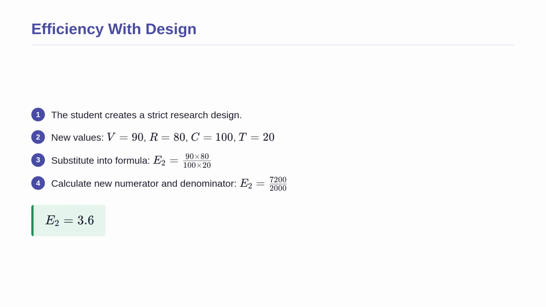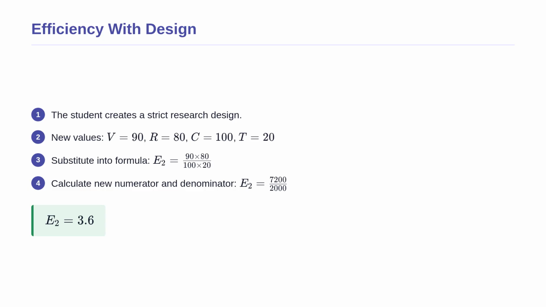Now that we have seen the chaotic approach, let us calculate the efficiency after she takes a methodology class and creates a strict research design. Her new validity becomes 90 and reliability becomes 80, while the cost drops to $100 and time drops to 20 hours. We substitute these improved values into the formula.